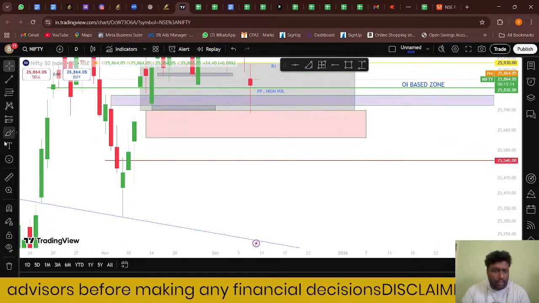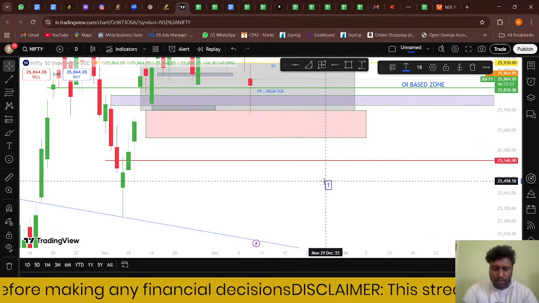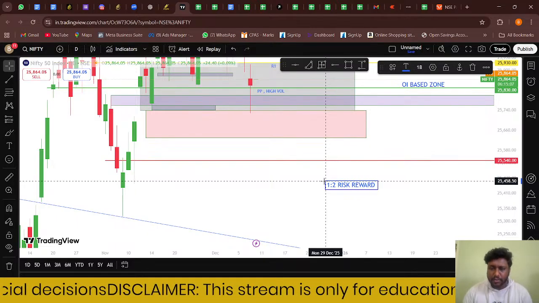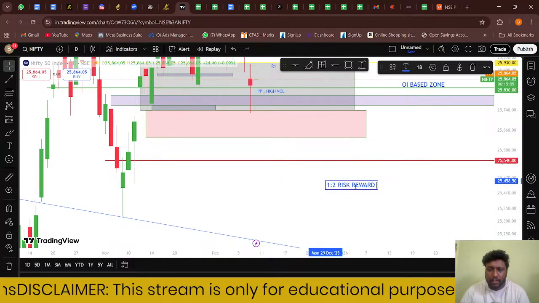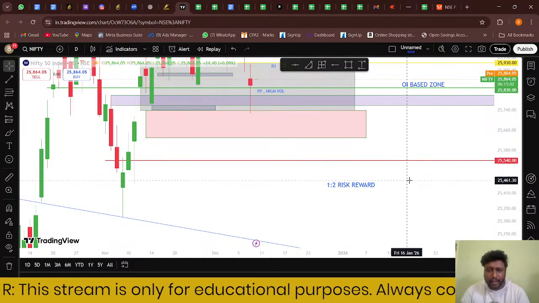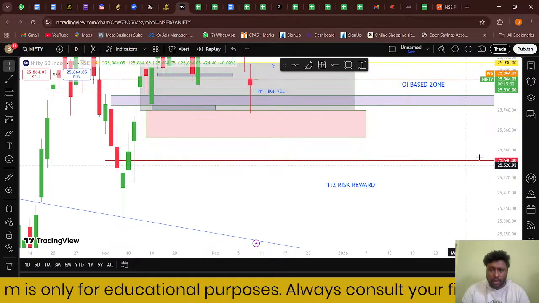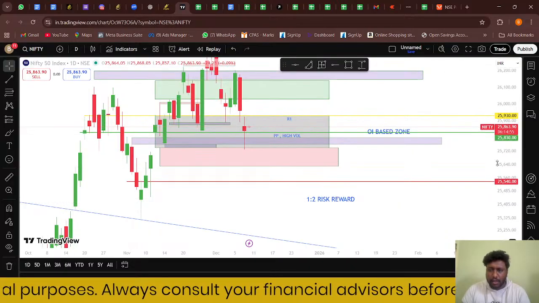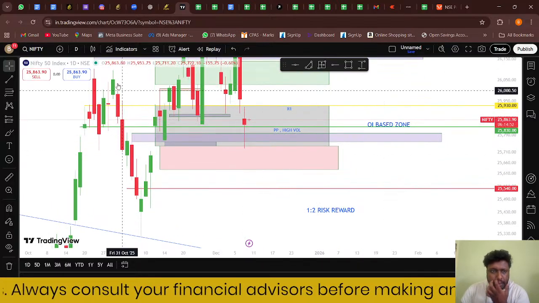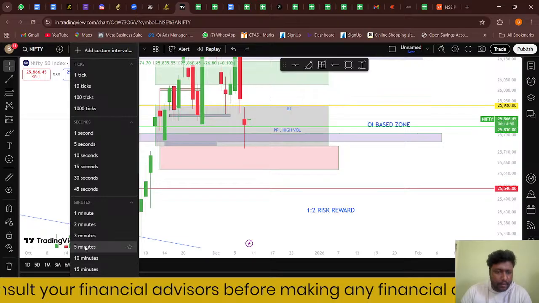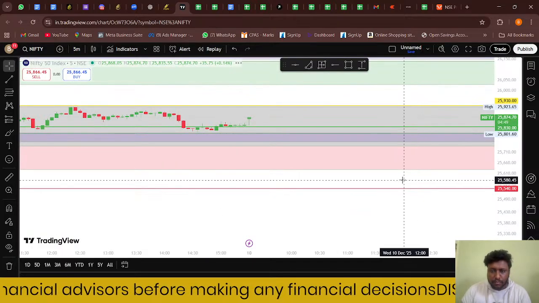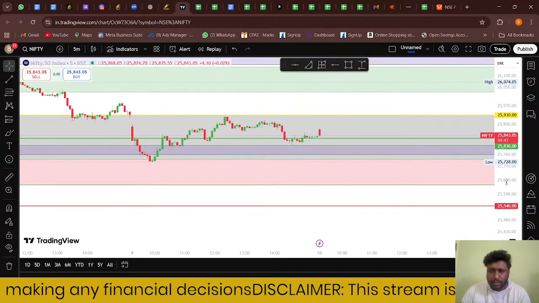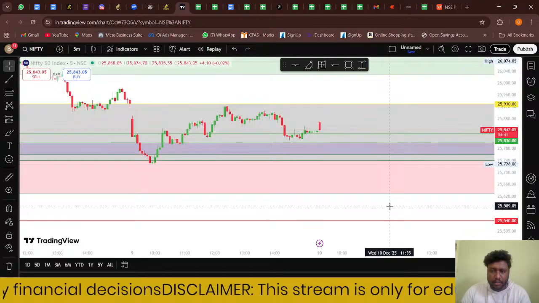I always prefer 1:2 risk reward trades, so that you can partially book at 1:1 and hold the rest with a trailing SL towards the second target. This is the best way you can do a morning momentum trade. So the market opened. Here you can see, we'll change it to 5 minute. It is pretty volatile only, from the start itself.